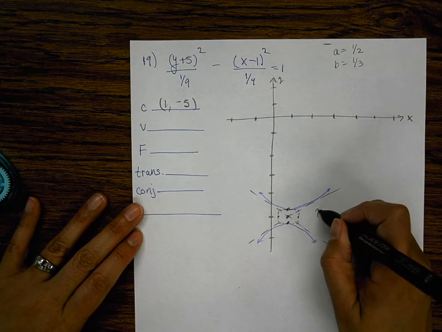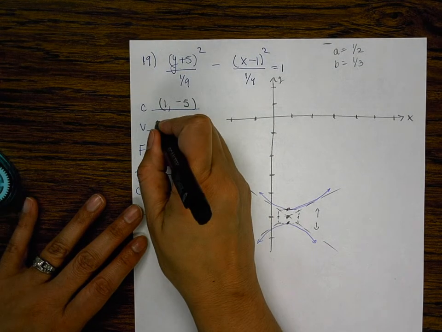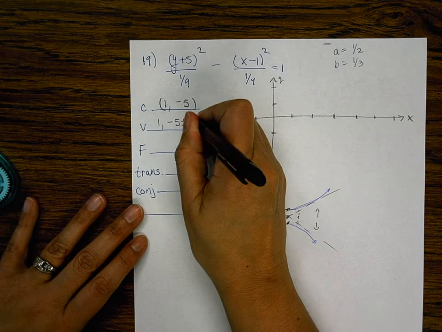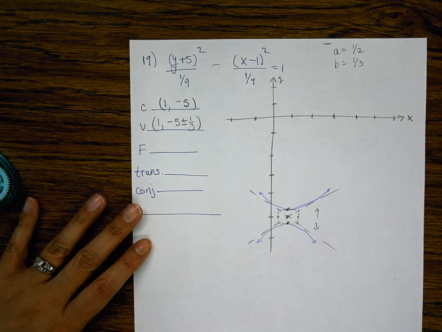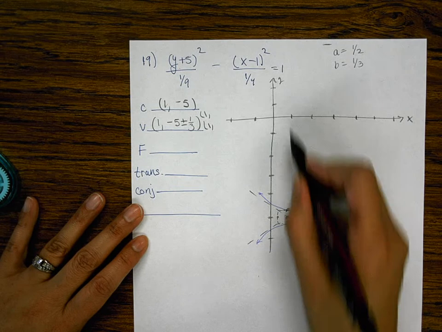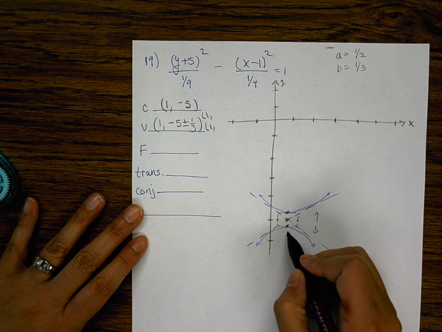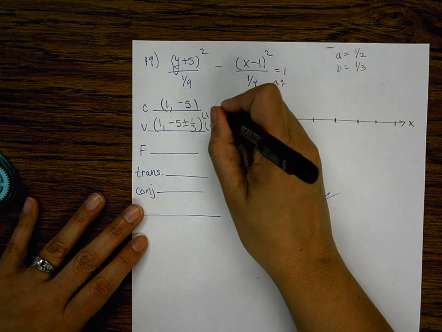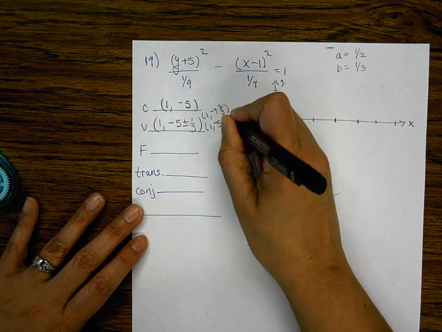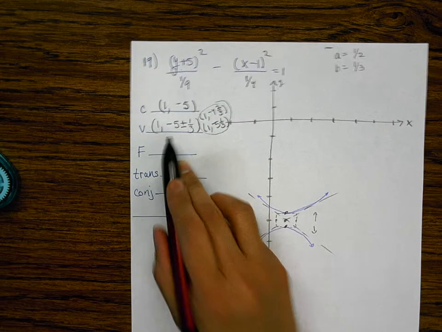I am okay if you do this. When you're moving up and down, what's changing is your y value. So your 1 is going to stay 1, and negative 5 plus or minus 1/3. If you wrote it like that, I would be okay. Some kids don't like that, and they'll actually write the two numbers. Negative 5 plus 1/3, and negative 5 minus 1/3 would give me negative 4 and 2/3, and then negative 5 and 1/3. How you write it is up to you. If you write them as two separate points or just like that, I'm totally fine either way.